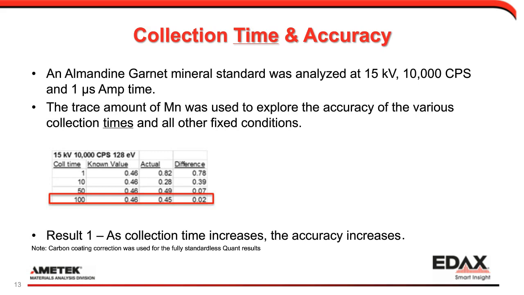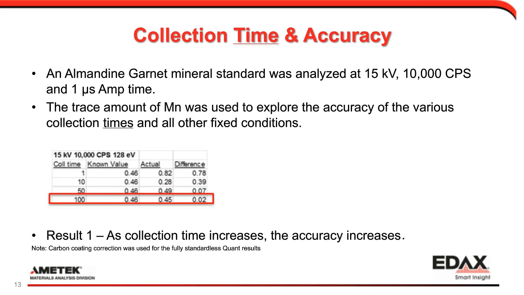But somewhere between 10 and 50 seconds, we start seeing that the data aligns more nicely to expected values. And in fact, better than 10% difference from the known value on a trace amount is quite good. So even that 50 seconds collection was quite good. And by the time we get to 100, we're probably not going to get any better than that as far as hitting close to the known value.